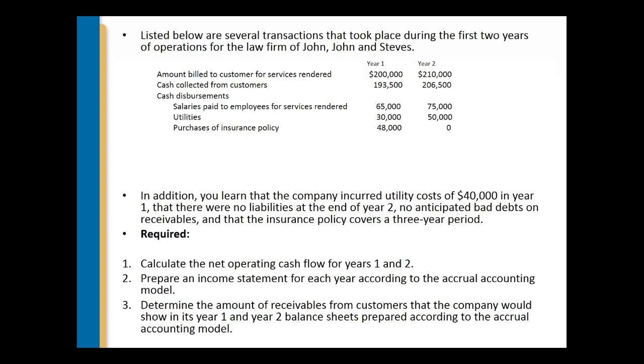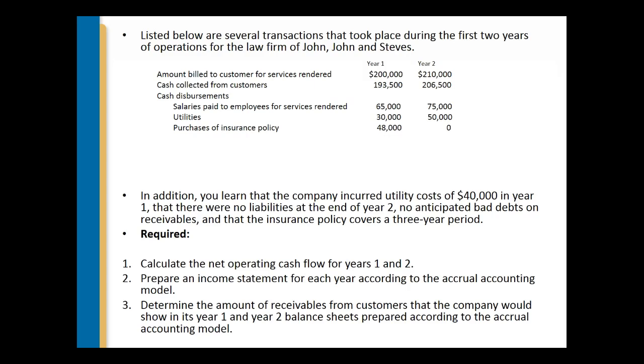Then it gives us some additional information. We learn that the company incurred utility cost of $40,000 in year 1, that there were no liabilities at the end of year 2, no anticipated bad debts on receivables, and that the insurance policy covers a 3-year period. So our first requirement is to calculate the net operating cash flows for year 1.